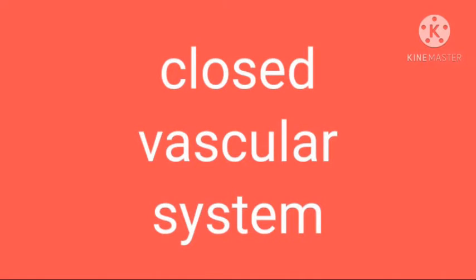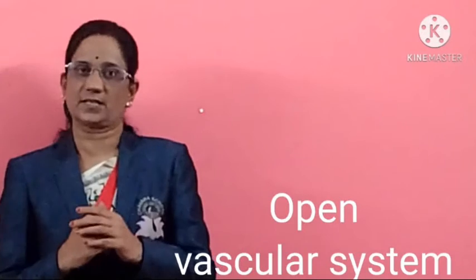The heart acts as a pump, pushing and receiving the blood. Such a type of blood system we call a closed vascular system. Opposite to this closed vascular system, in certain animals like insects, the blood flows into open spaces, and that is called an open vascular system.